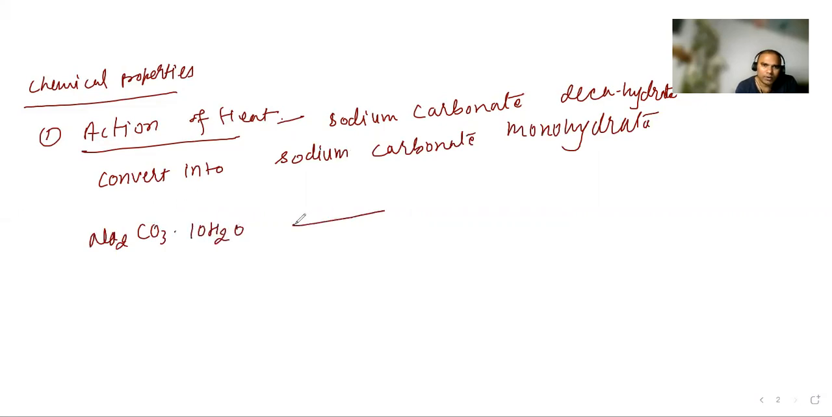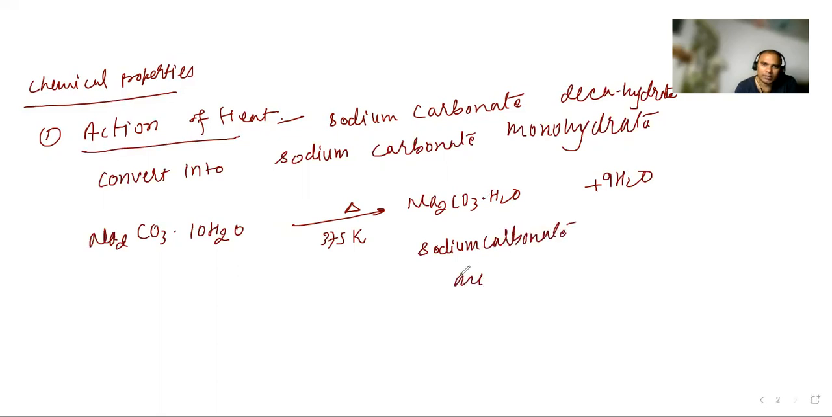If you are heating this, what temperature are they saying? 375 Kelvin, around 100 degrees. It converts into Na2CO3 dot H2O plus 9H2O. So one water molecule remains. This compound is known as sodium carbonate monohydrate. This is the first one, action of heat.